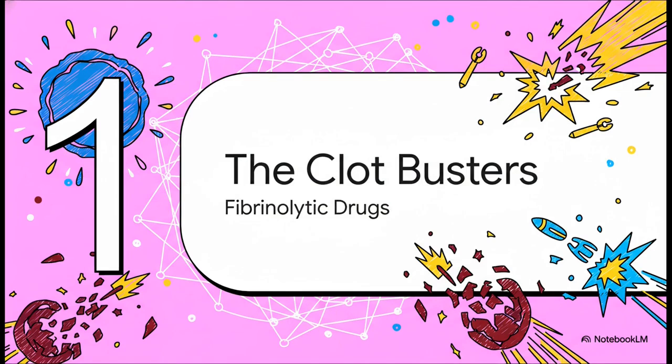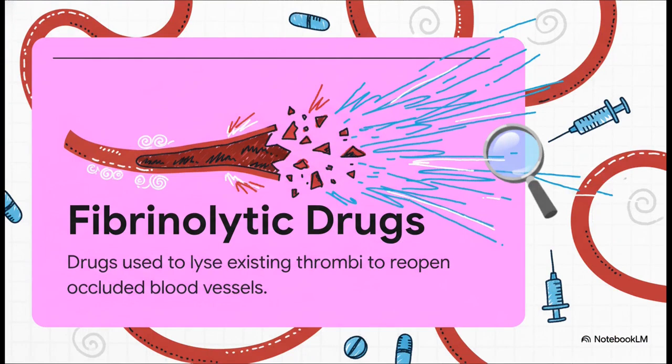All right, so first up, let's talk about the big guns, the clot busters. These are the drugs we call in when a clot has already formed and is causing absolute chaos inside the body. Think of them as the bomb squad, yeah? So the technical term for these are fibrinolytic drugs, or thrombolytics. Their job is simple: literally, lyse, or break down existing thrombi. The goal? Recanalize that blocked blood vessel and restore blood flow fast.